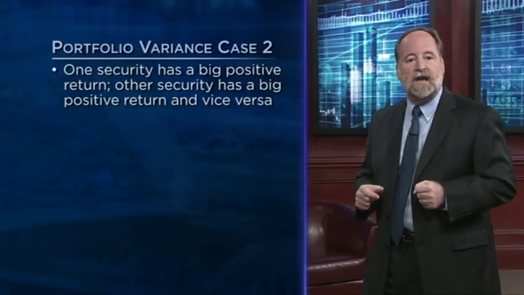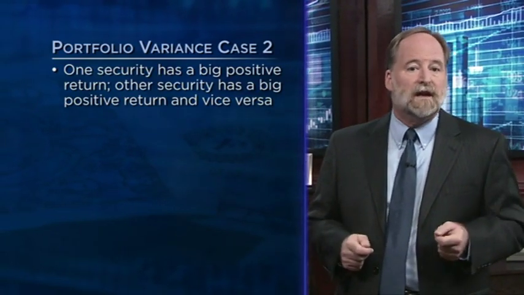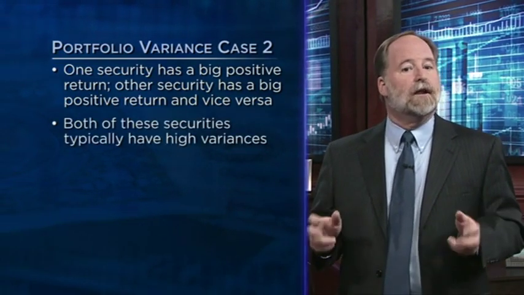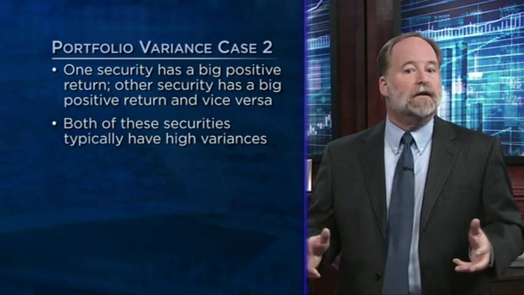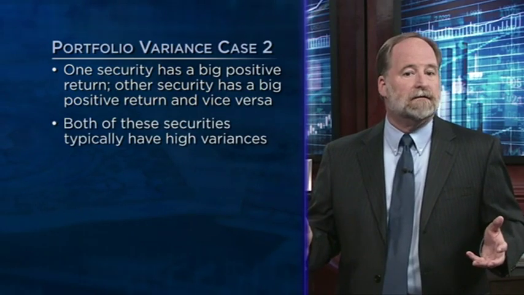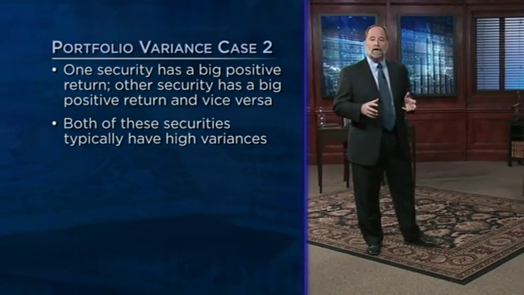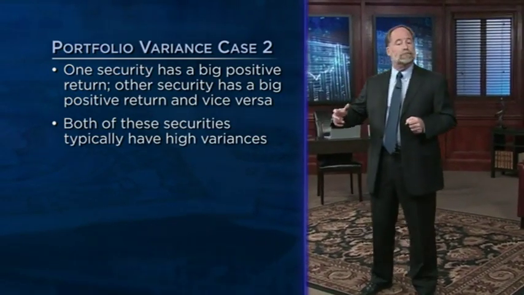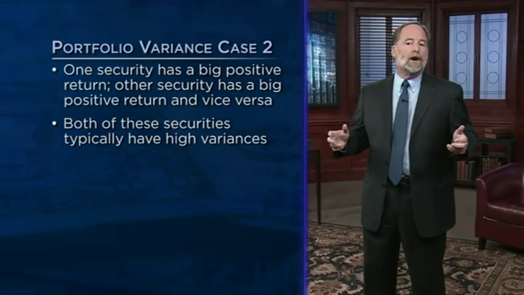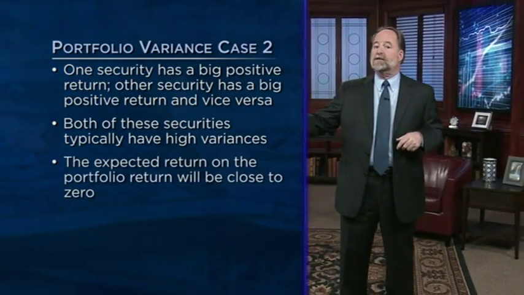In contrast, consider a case in which when one security has a big positive return, so does the other. And when the first security has a big negative return, the other one does as well. Taken alone, they both have only large positive and large negative returns. And as a result, they both have large individual variances. In this case, the return on a 50-50 portfolio will either be big positive when both are big positive, or big negative when both are big negative. Since we don't know a priori which will occur, the average return on the portfolio will be close to 0, the average of the big positive and the big negative.